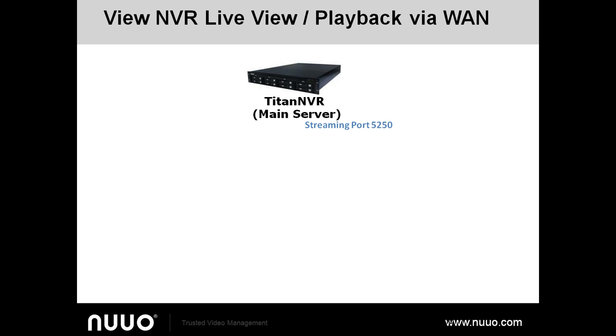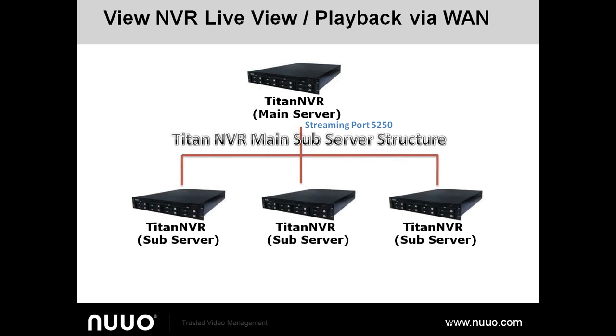So how about if a user is using a Titan NVR main sub server structure in the project? Each Titan NVR default stream port is 5250. But if you are using the main sub server function and want to do port forwarding, please make sure you have set up a different streaming port for each Titan NVR. For all of the Titan NVRs in this main sub server structure, the stream port must be set up with port forwarding correctly in your router.